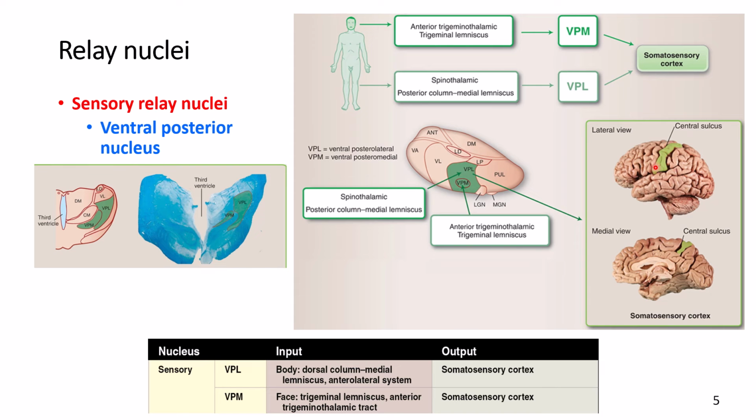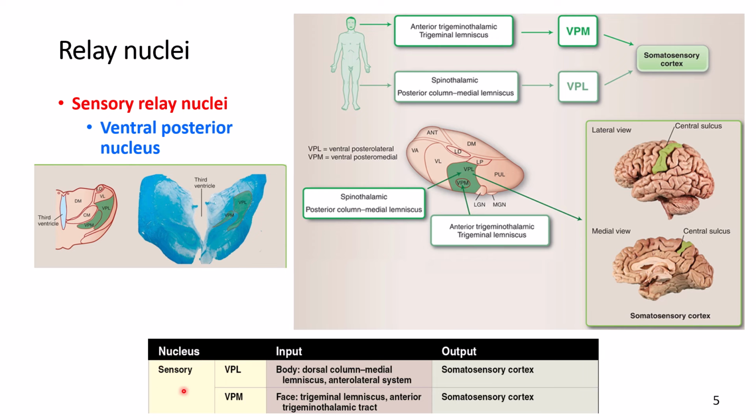So this is the central sulcus, and this is the postcentral gyrus, and that is the primary sensory cortex. And this is the area that is responsible for conscious understanding of the sensory stimuli. And this table is explaining the same thing, just in a different format.